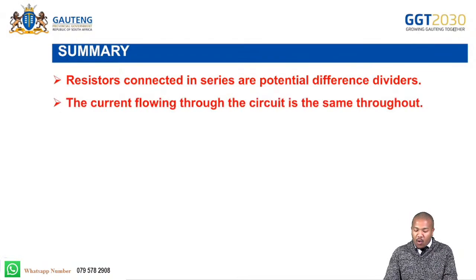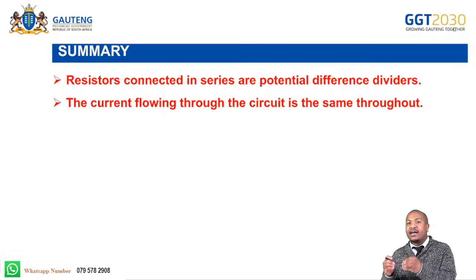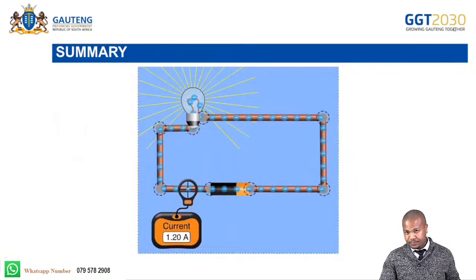So the current flowing through the circuit is the same throughout. When taking an ammeter and measuring current at any point in a series circuit, it will be the same throughout. And also when additional resistors are added in series, the current strength will decrease while the total resistance will increase, right? That's one of the things we talked about in this lesson.